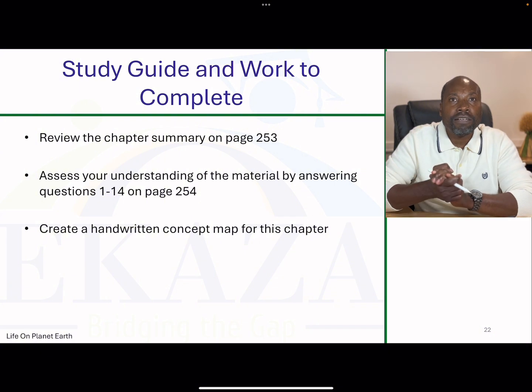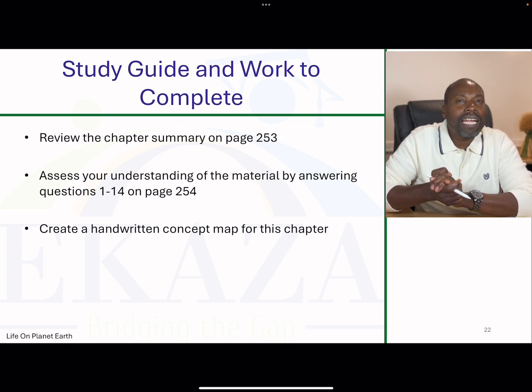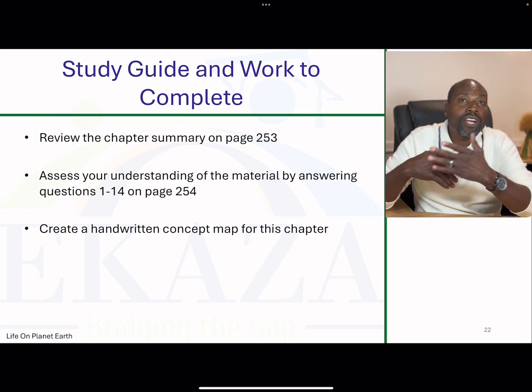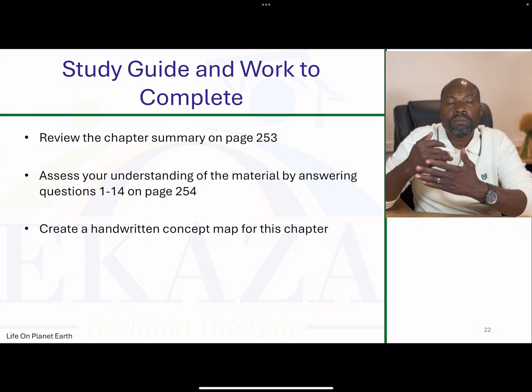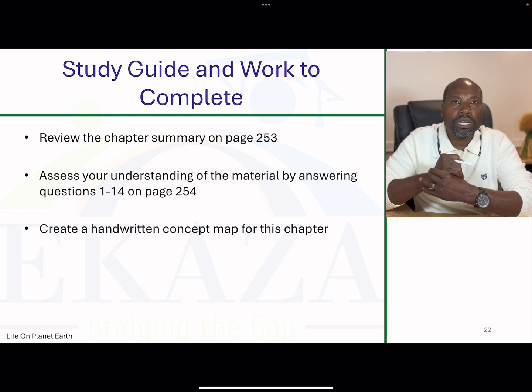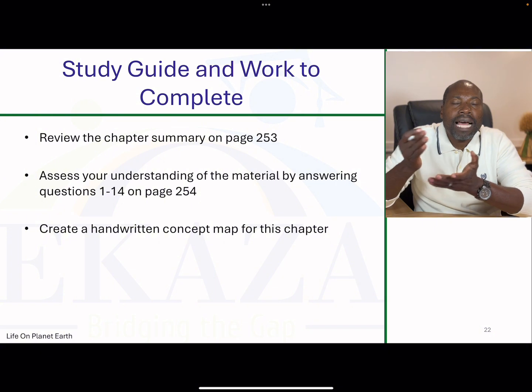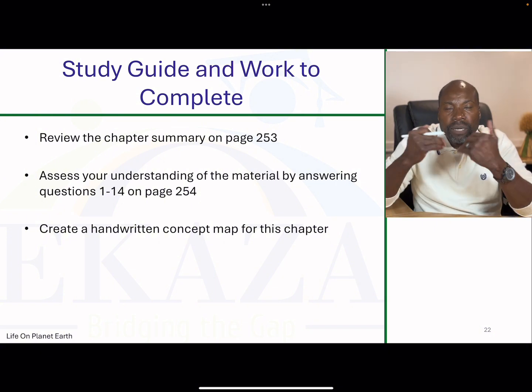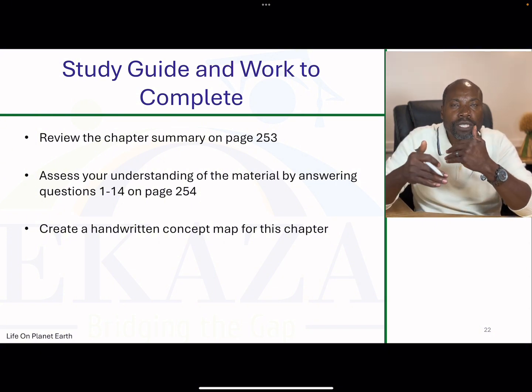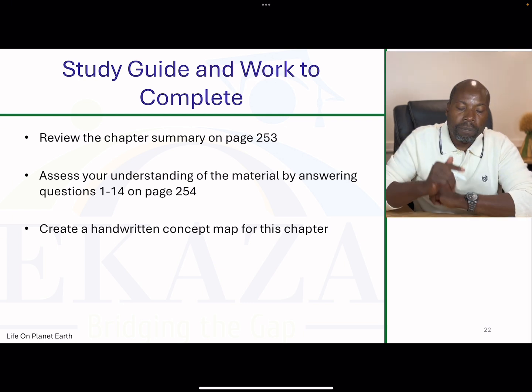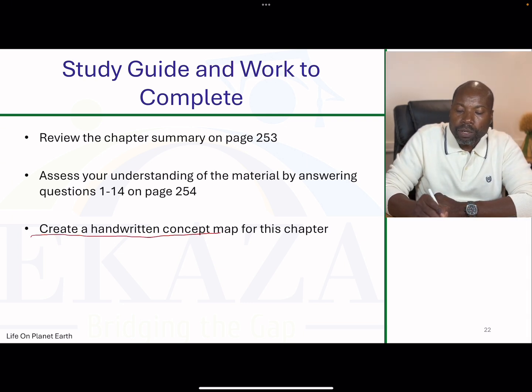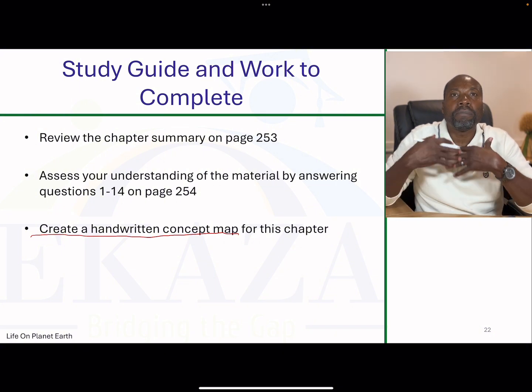For instance, ask yourself, what is natural selection, right? What are the components of natural selection, right? What was the idea of Darwin when it comes to evolution? What was Lamarck's idea, right? What is the Wallace line, right? So please ask yourself a number of questions, test your knowledge, and very importantly, create a handwritten concept map. This is going to help you master the material.